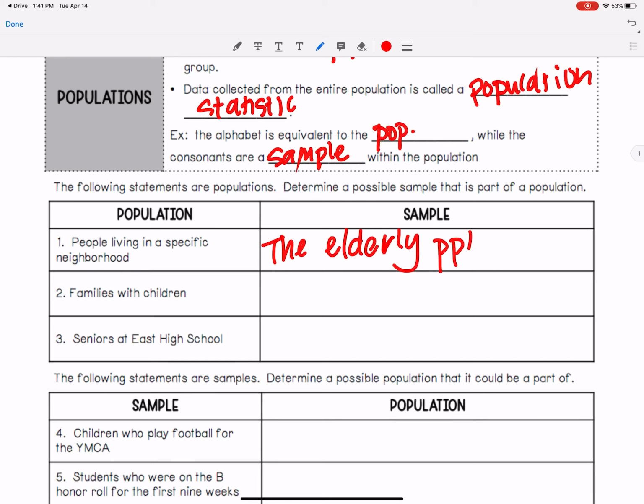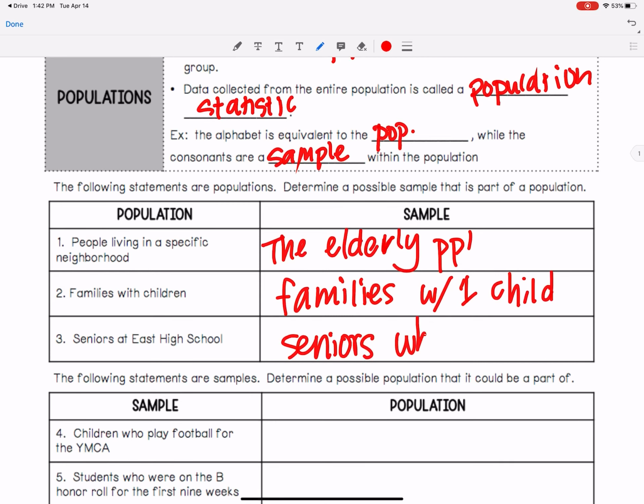All right, number 2, families with children. We could say, well, how about families with just one child? That would be a sample. Families with one child. Okay, now next one, seniors at East High School. What about seniors who drive their cars to East High? Some seniors have to ride the bus. Some get dropped off from their family. So we could say seniors who drive. That would be a good sample.